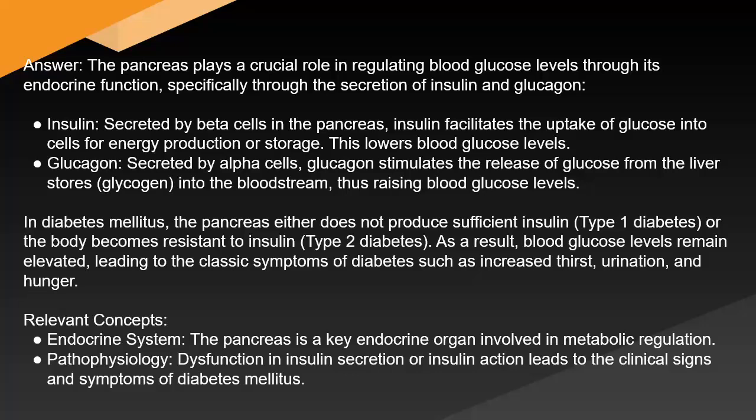In diabetes mellitus, the pancreas either does not produce sufficient insulin, type 1 diabetes, or the body becomes resistant to insulin, type 2 diabetes. As a result, blood glucose levels remain elevated, leading to the classic symptoms of diabetes such as increased thirst, urination, and hunger. Relevant concepts. Endocrine system. The pancreas is a key endocrine organ involved in metabolic regulation. Pathophysiology.